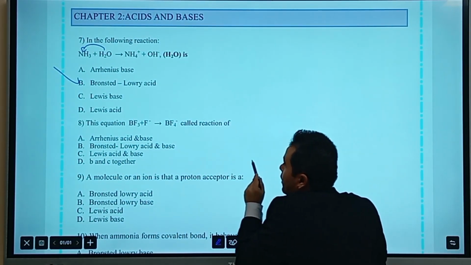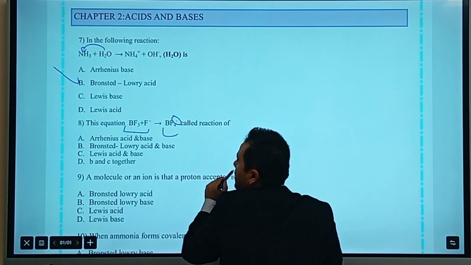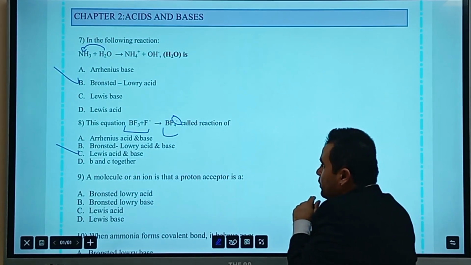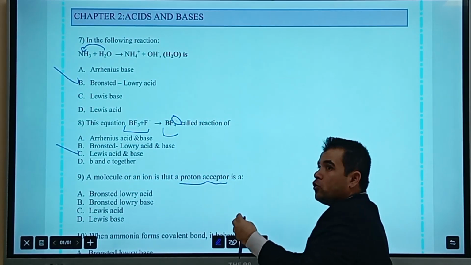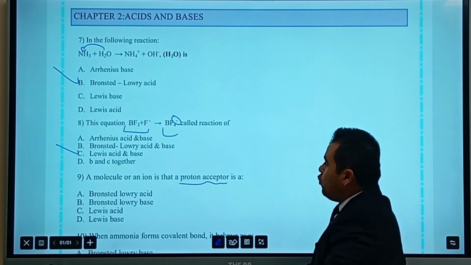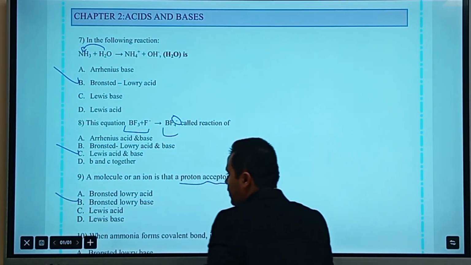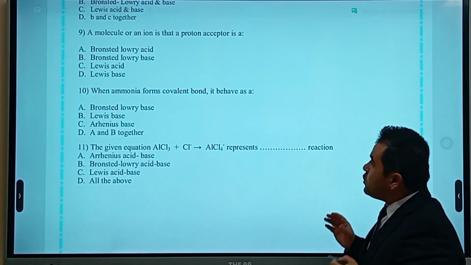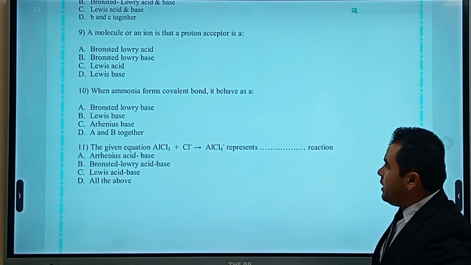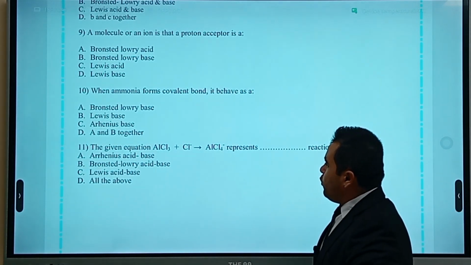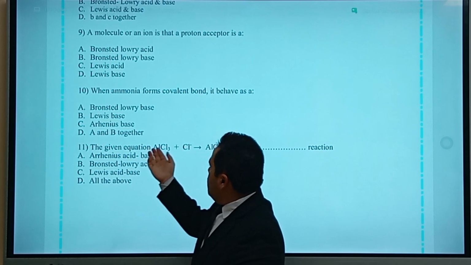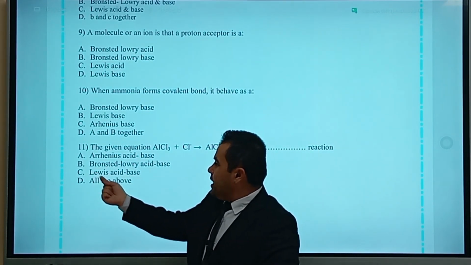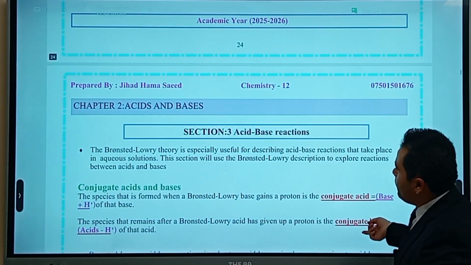This equation, two reactants and one product which has a complex sign, is a Lewis acid-base equation. A molecule or an ion that's a proton acceptor is what? A Bronsted-Lowry base. When ammonia forms a covalent bond and behaves as, this is the second time appearing as a ministerial exam question. It appears twice in the ministerial exam. The given equation represents what? This equation, two reactants and one product, represents a Lewis acid-base reaction, guys.